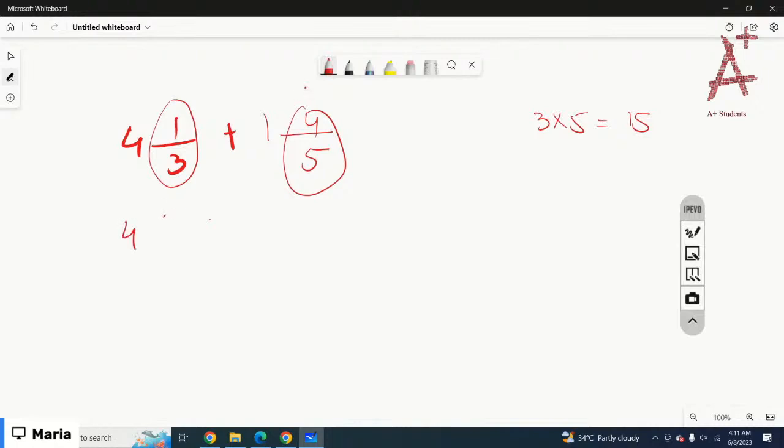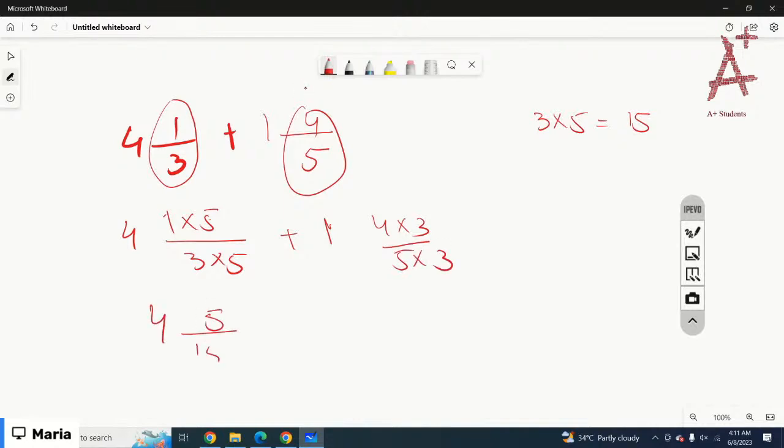It would be 4 whole 1 times 5 divided by 3 times 5. Got it? Just the fractional part, not the whole part. You have to do 4 times 3 and 5 times 3. So 5 times 1 is 5 and 5 times 3 is 15. Here you have 4 times 3 is 12 and 5 times 3 is 15. Got it? You now have the same denominators. You can simply add their whole numbers and then the fractional part, 4 plus 1 and 5 over 15 plus 12 over 15. Got it?